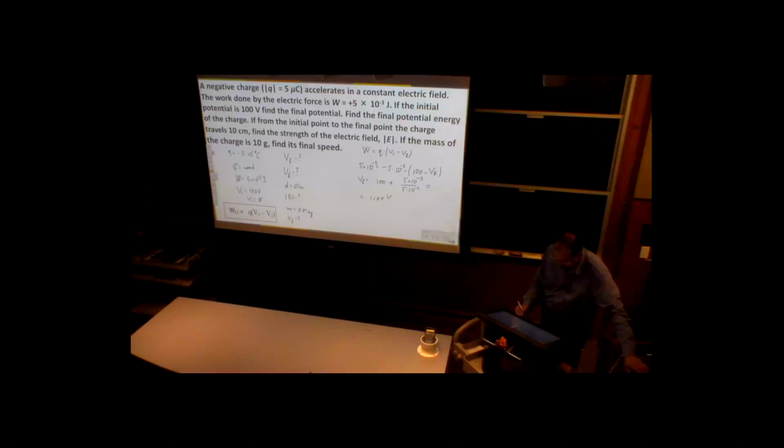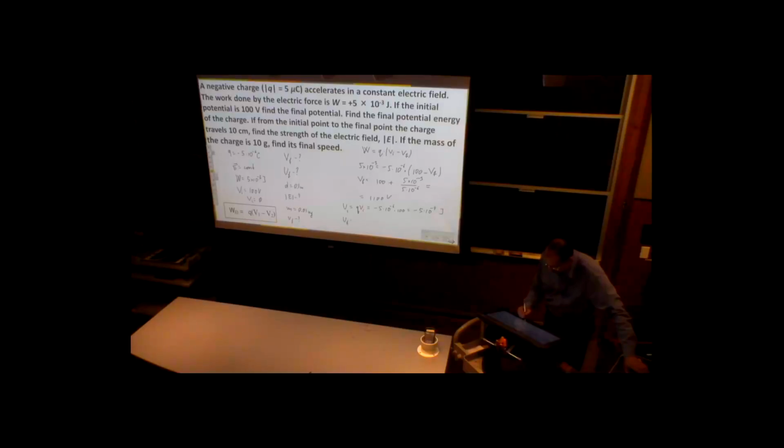So the first unknown is here. Now, potential energy. A straightforward definition tells us how to calculate potential energy. The initial or final doesn't matter. Let's do both. The charge is the same. That's the initial potential energy: negative 5 times 10 to the negative 6 times initial potential, which was 100. So negative 5 times 10 to the negative 4 joules.